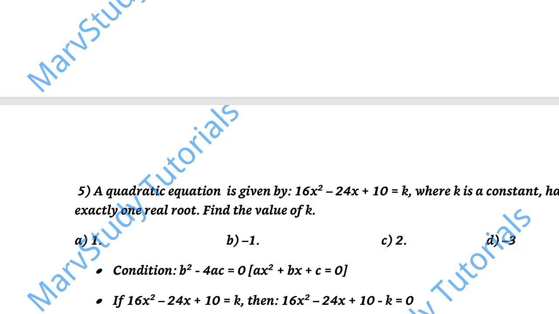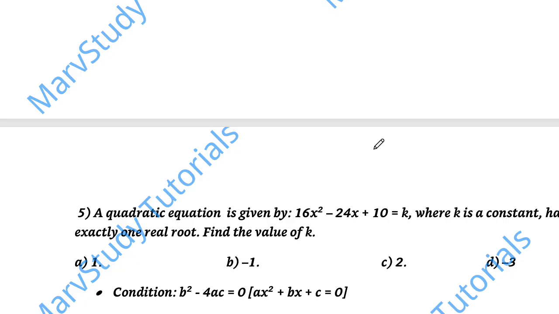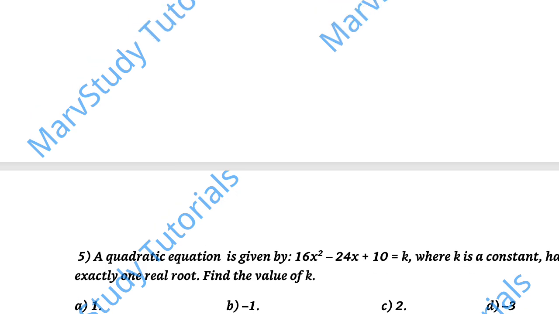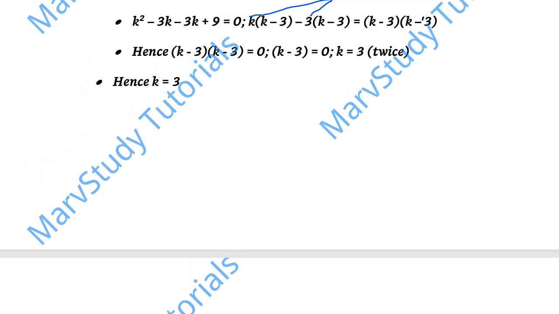So let's solve the next question. A quadratic equation is given by 16x² − 24x + 10 = k, where k is a constant. It has exactly one root. Find the value of k. So for a quadratic equation to have only one root, just like the equation we just solved previously, it had just one solution, which was 3.